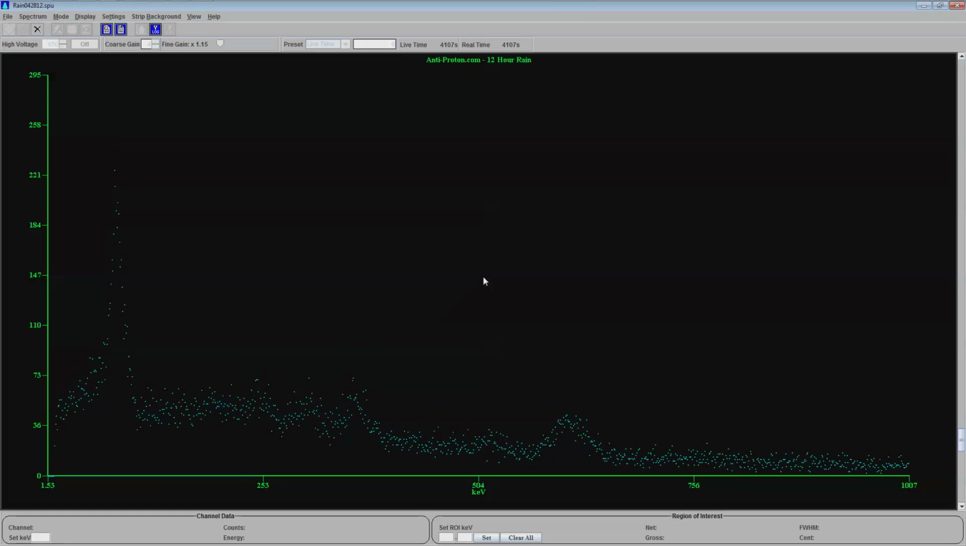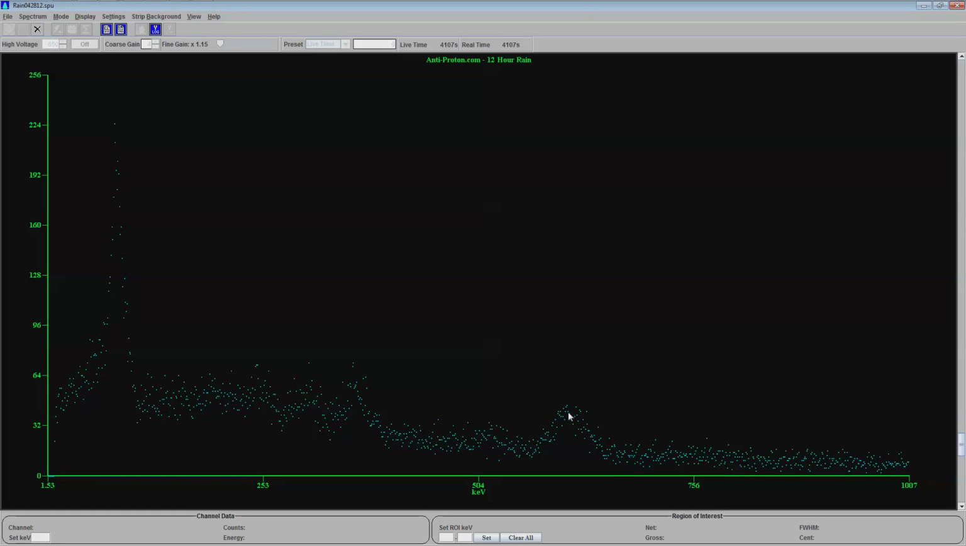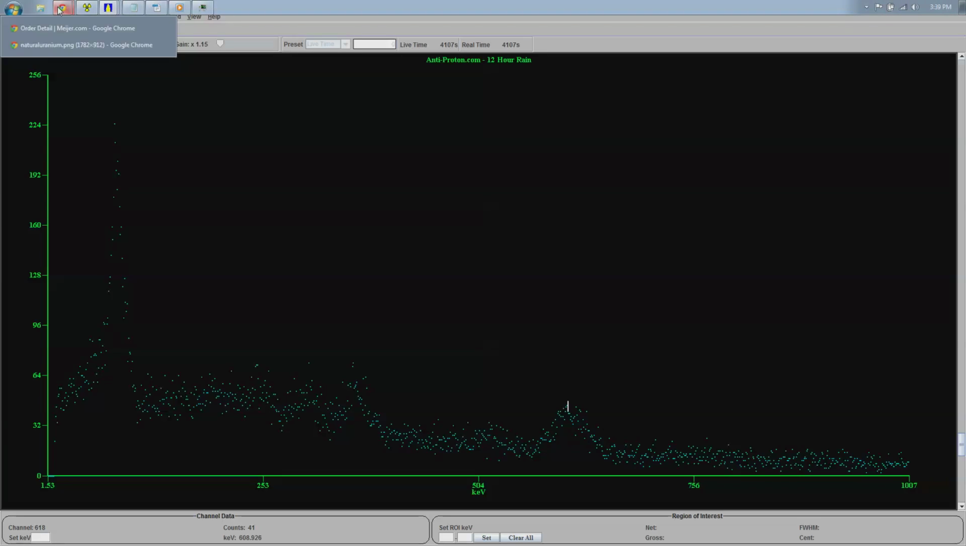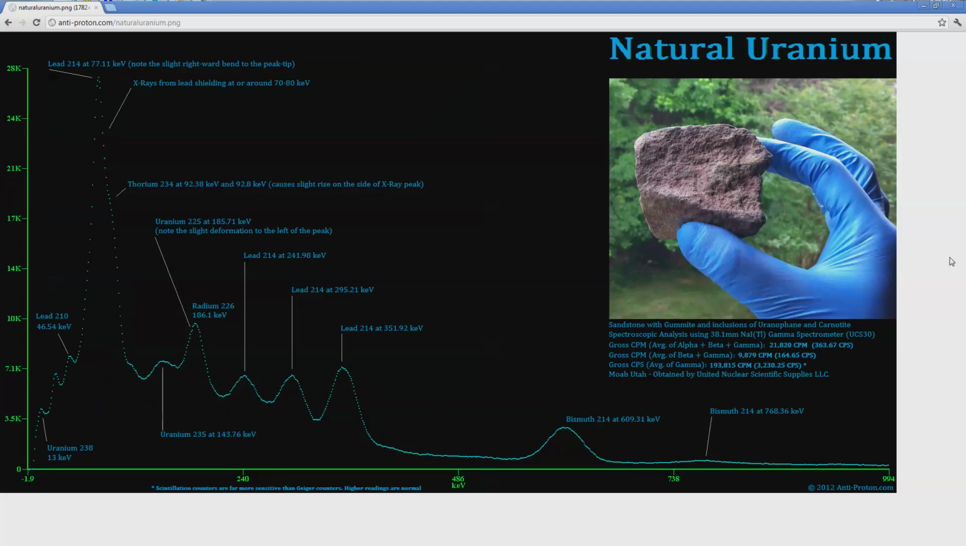Let me show you the rainwater here. This is what rainwater looks like. As you can see, this bears a tremendous semblance to this. See? Look at all the players. They're all there. This is natural uranium. Here's bismuth-214, lead-214, lead-214, lead-214, radium, and some other stuff.